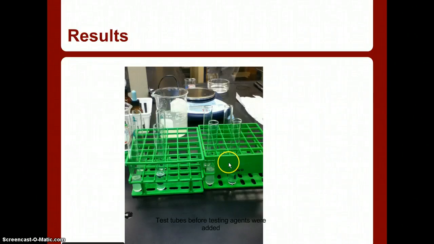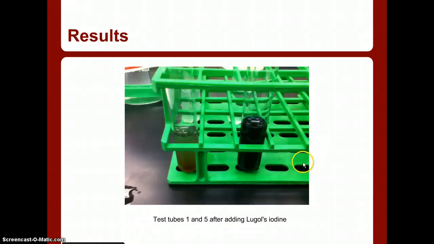So here were the test tubes before we added the agents. This is the extracellular fluid, and this was the fluid inside the cell. Here we had Lugol's iodine in test tubes 1 and 5. As you can see, the extracellular fluid did not have any starch, but the inside had a very high concentration of starch.